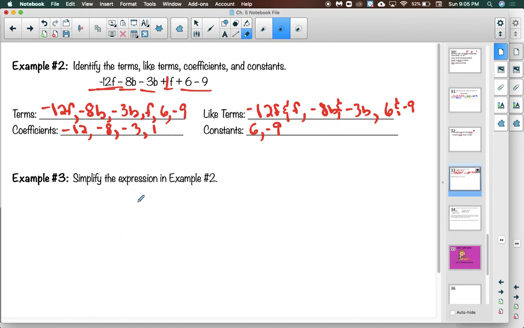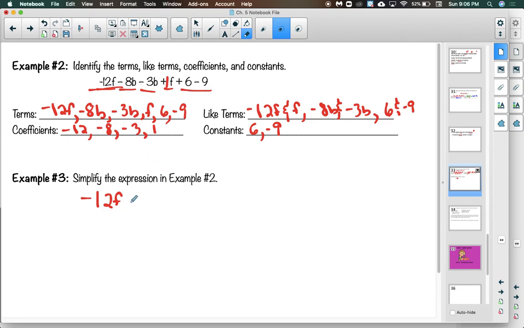Example 3 asks us to simplify this expression. So simplifying the expression, the first thing I want to do is rewrite my problem with my like terms next to each other. Here I'm starting off with this long list of terms. I'm going to rewrite it so that I've got my like terms together.